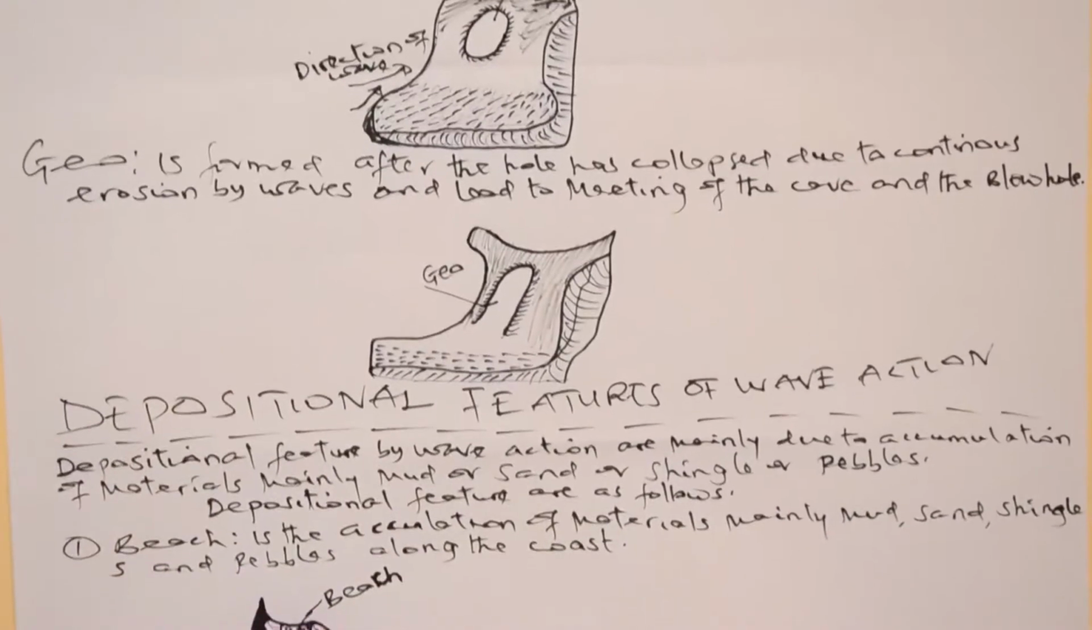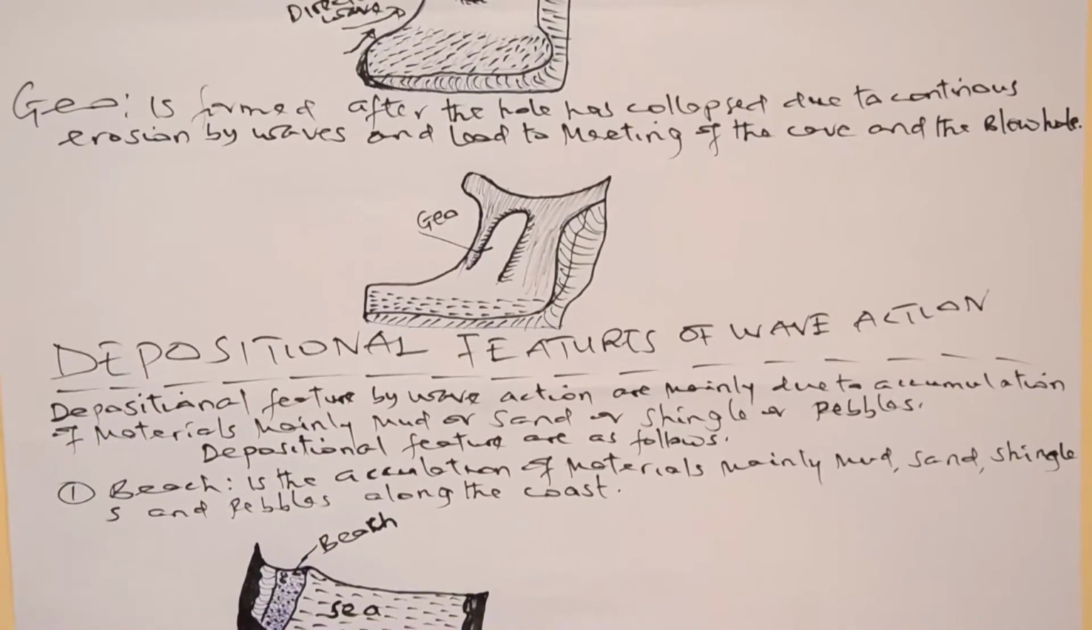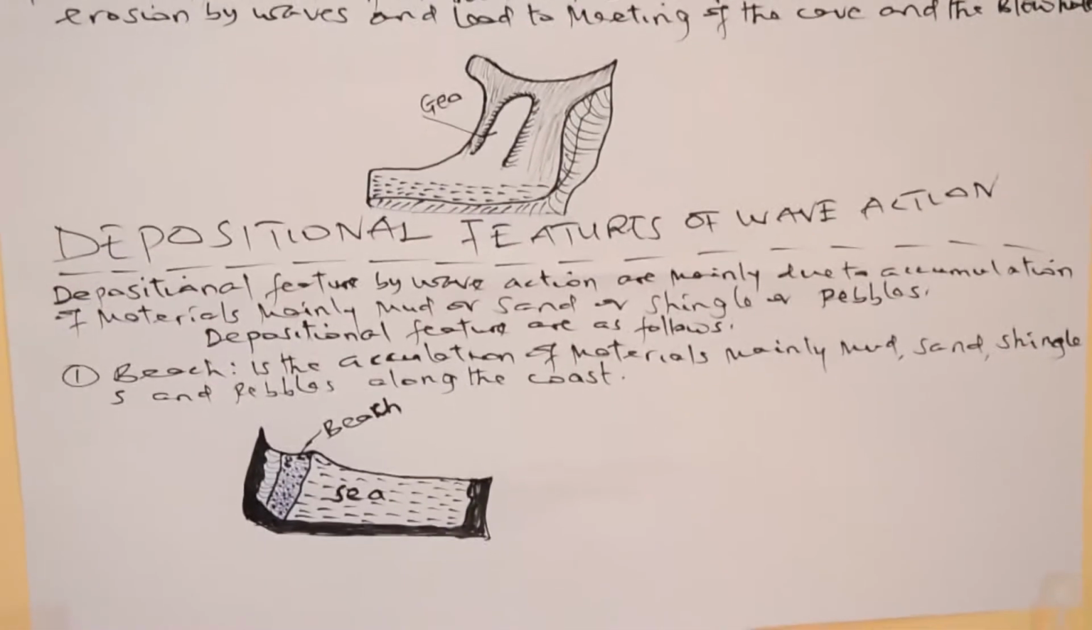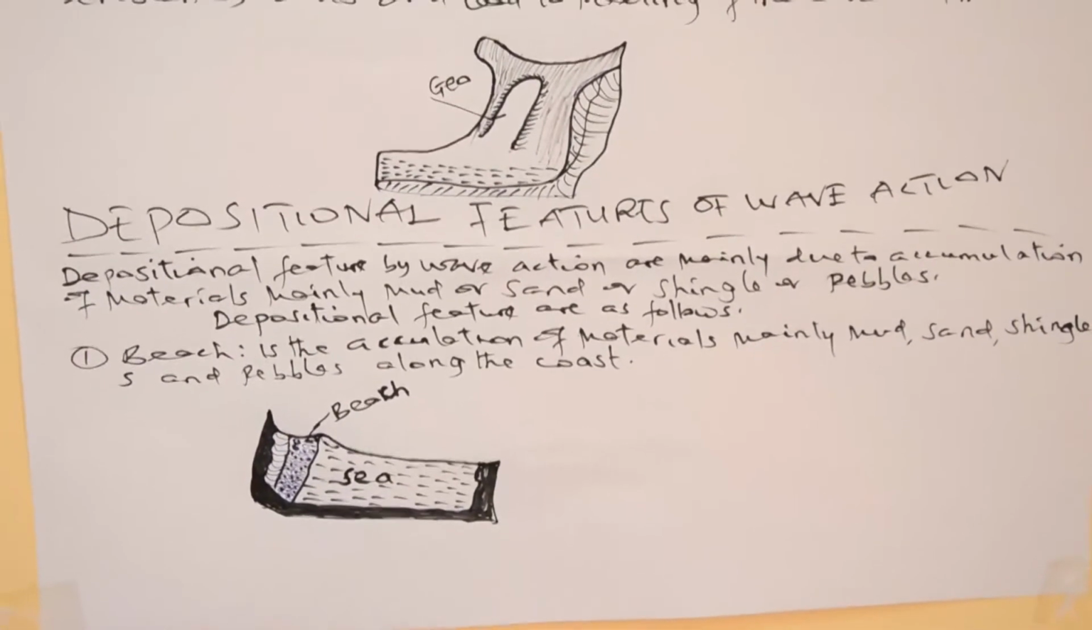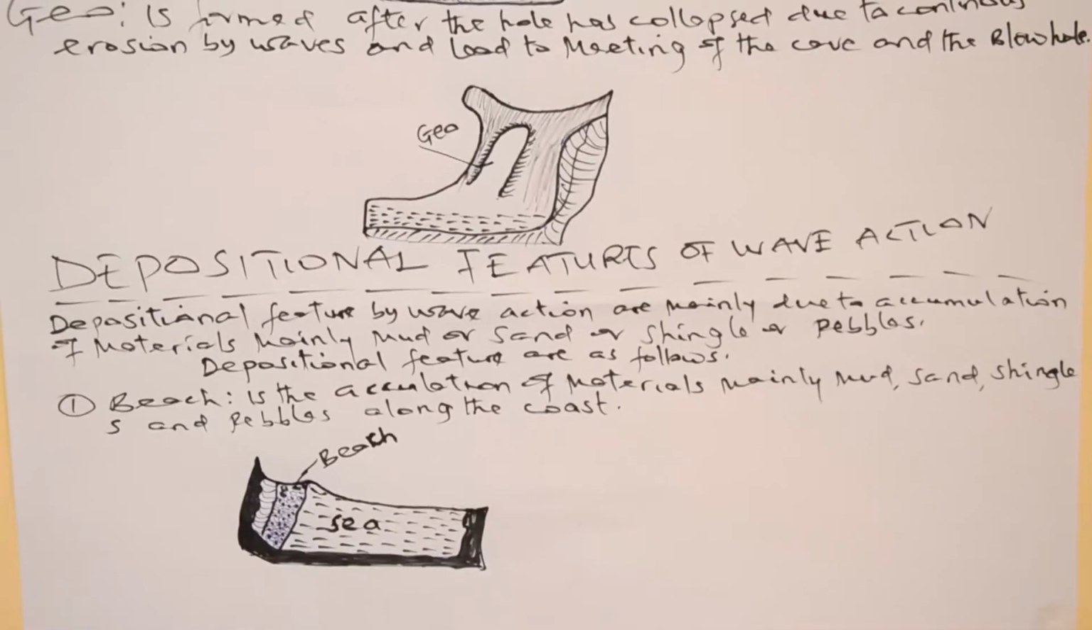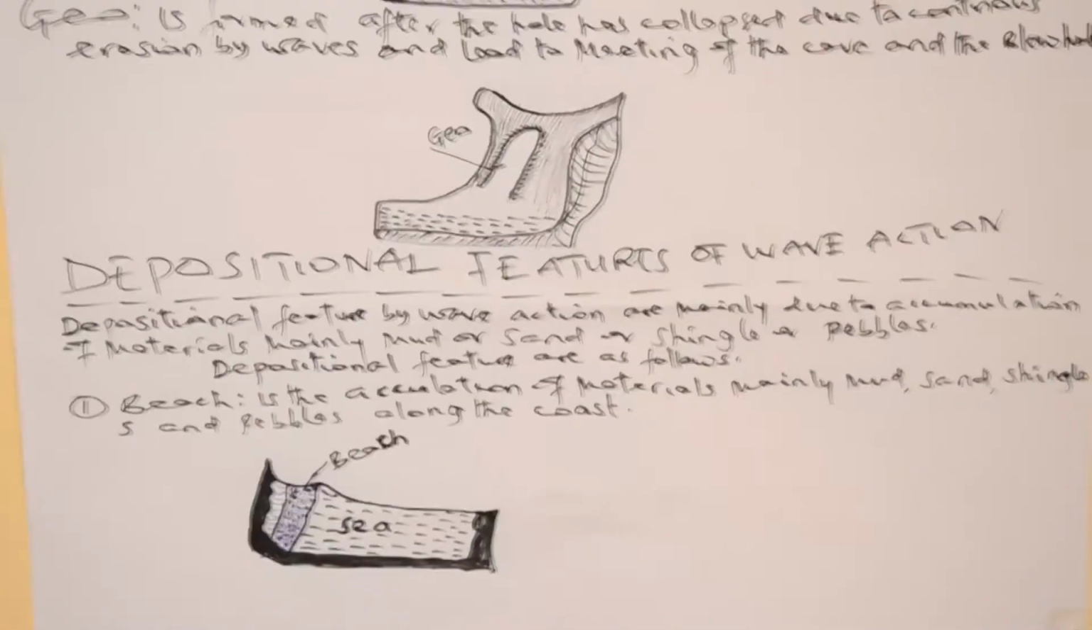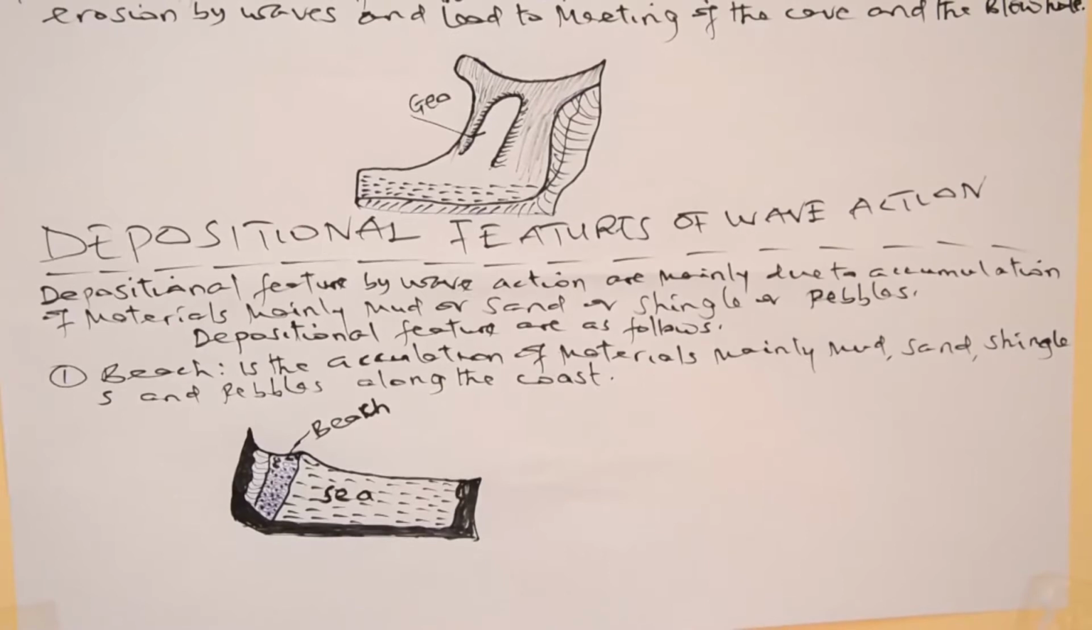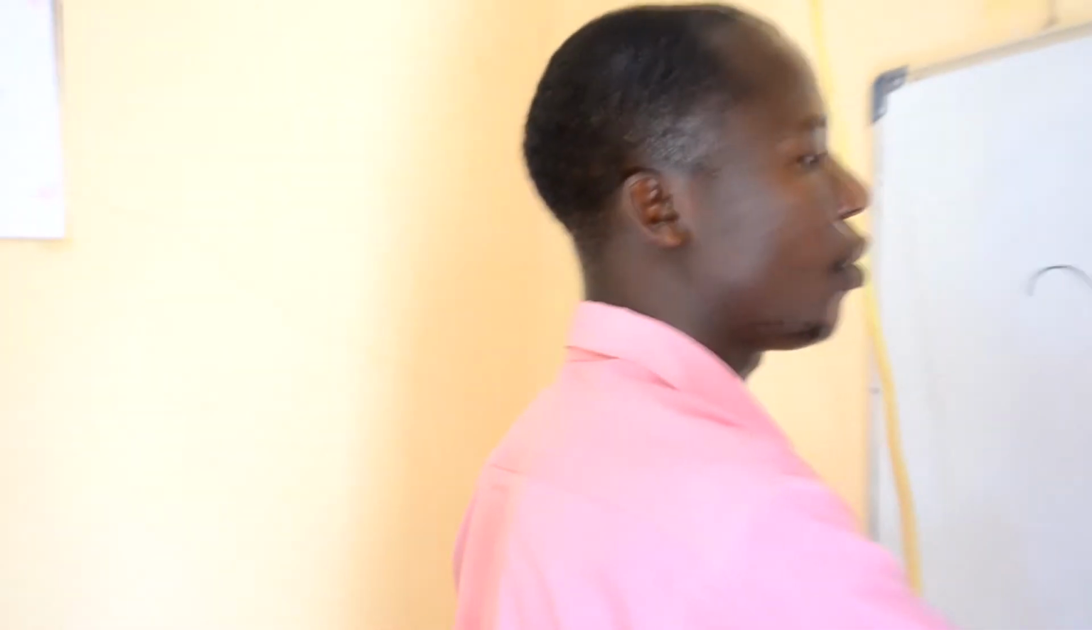Dear students, let's describe the depositional features of wave action. You have to remind yourself that a river has erosion and deposition. Even wave action has erosion and deposition. Therefore, we have to look at the depositional features of wave action. Depositional features by wave action are mainly due to the accumulation of materials, mainly mud, sand, shingle, and pebbles.